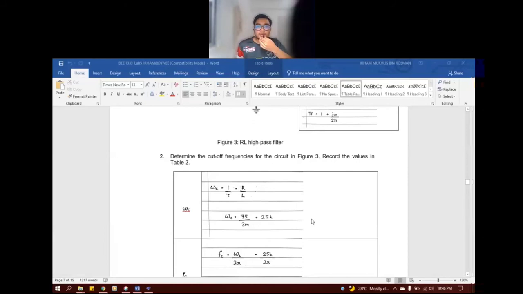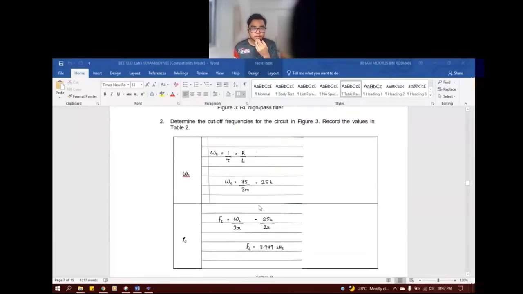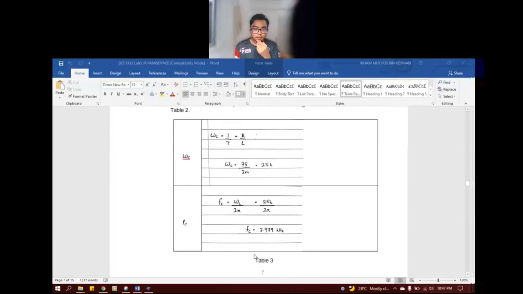For the cutoff frequency in figure 3, we use the formula that is given. The frequency is 25k rad per second, and for the cutoff frequency from the given formula, we get a cutoff frequency equal to 3.979 kilohertz.